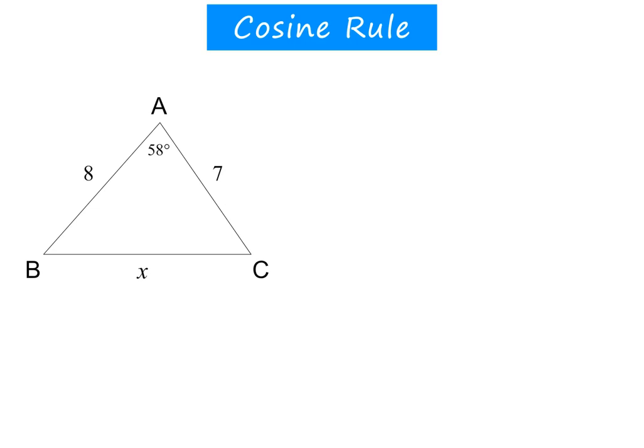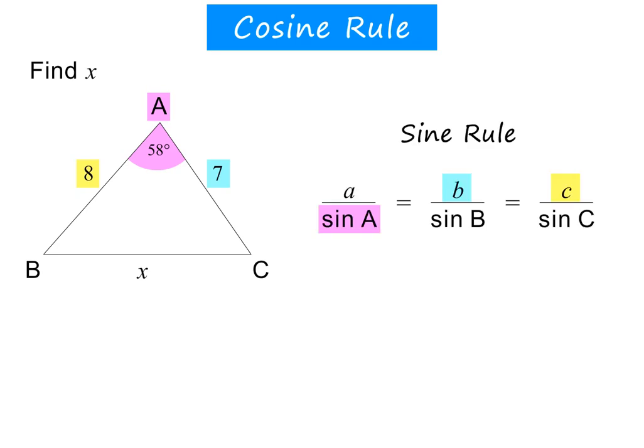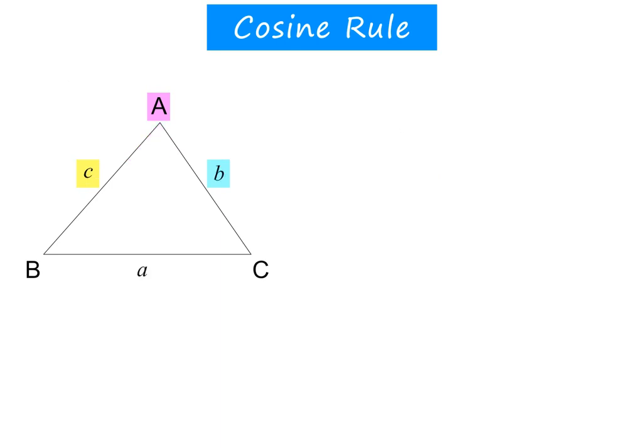In this lesson, we are going to learn about the cosine rule. If two sides and an included angle are given in a triangle, we cannot use the sine rule because we do not have enough information. For cases like this, we need a new rule, called the cosine rule.